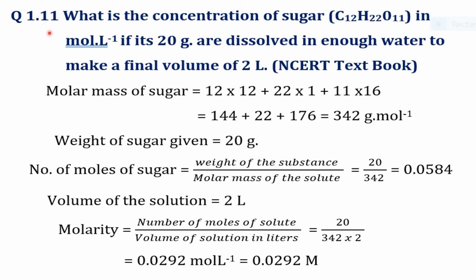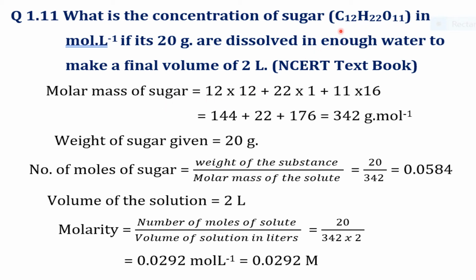Now let us work out a numerical based on molarity. This is question number 1.11 from NCERT textbook. What is the concentration of sugar, C12H22O11, in mole per liter if its 20 grams are dissolved in enough water to make a final volume of 2 liters? Now, molar mass of sugar.